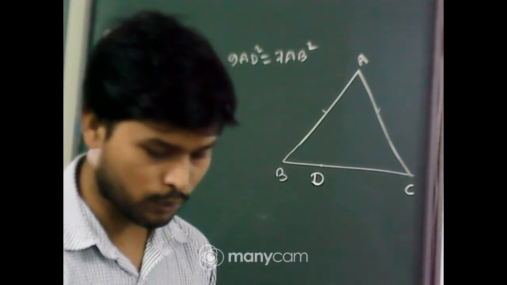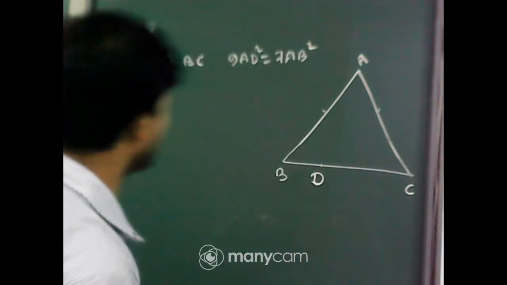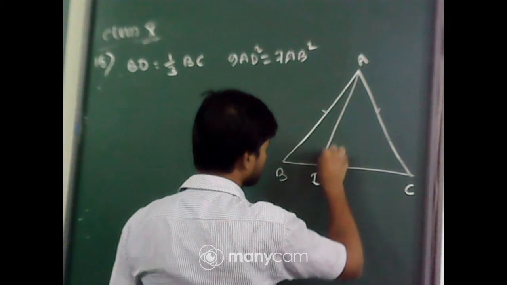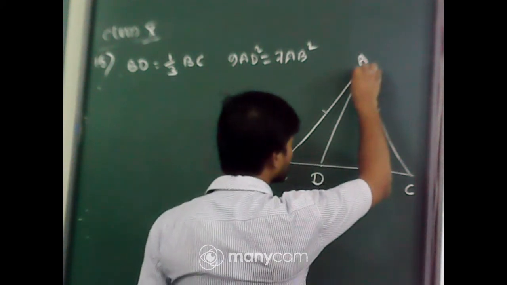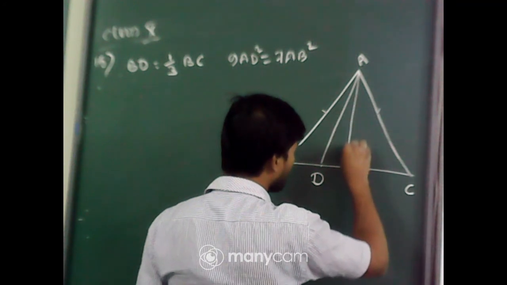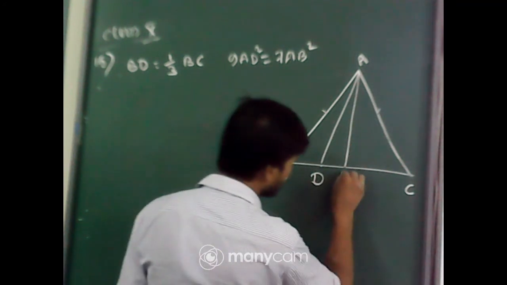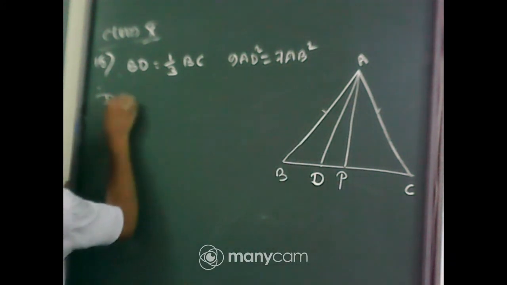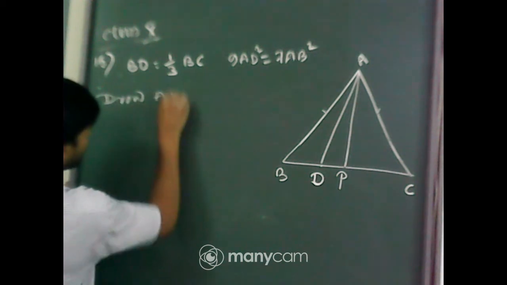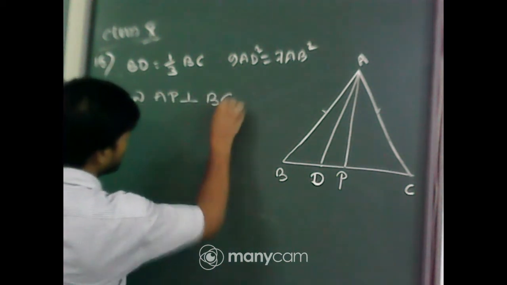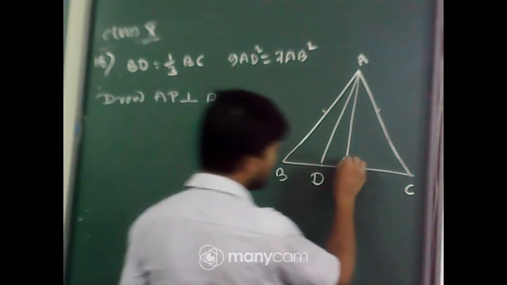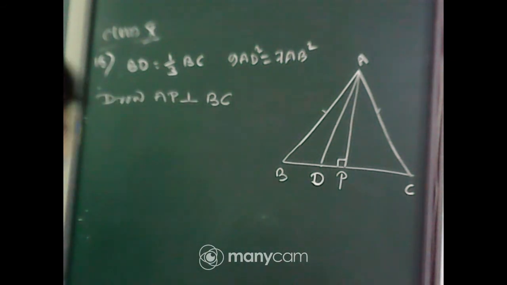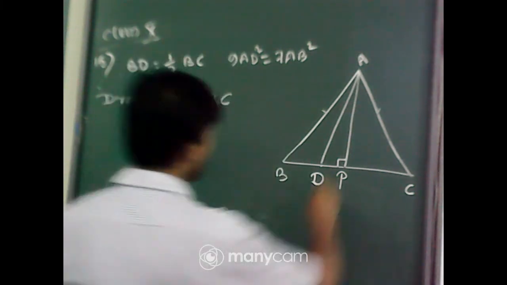Okay, how can we prove it? Now look, first join AD. And from the point A, draw a line perpendicular to BC and let the point be P. So the construction is draw AP perpendicular to BC. So this angle is 90 degrees. Okay. Now consider this triangle.